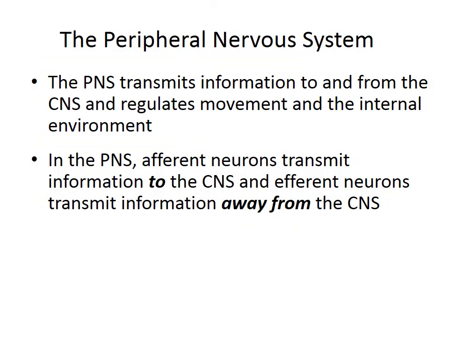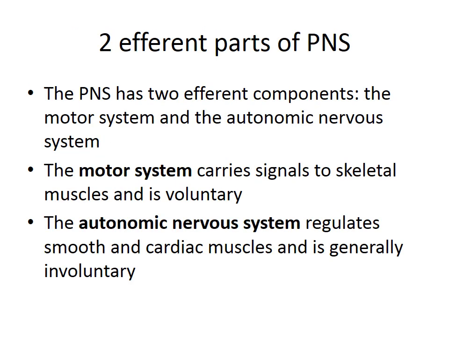The peripheral nervous system. The PNS transmits information to and from the CNS, and it regulates movement and the internal environment. In the PNS, afferent neurons transmit information to the central nervous system, and efferent neurons transmit information away from the central nervous system. So please remember the spelling of these two, because if you miss one you'll have the complete wrong definition.